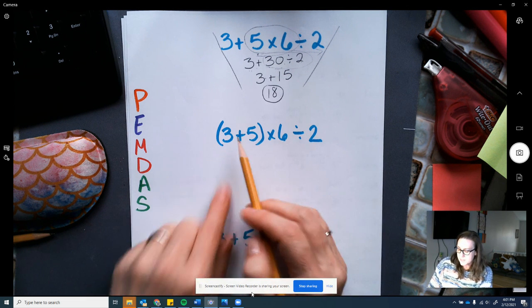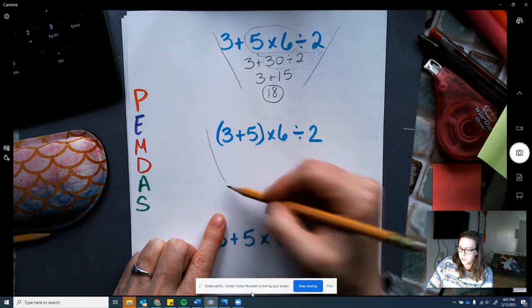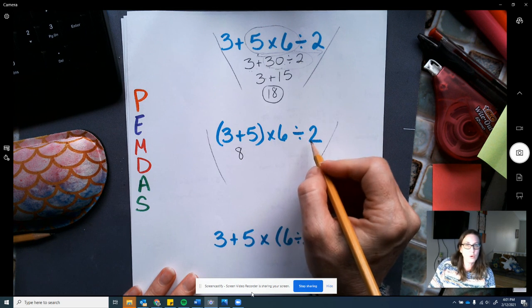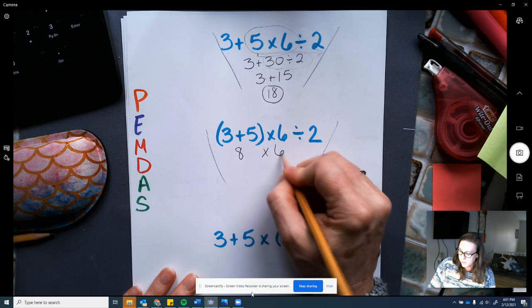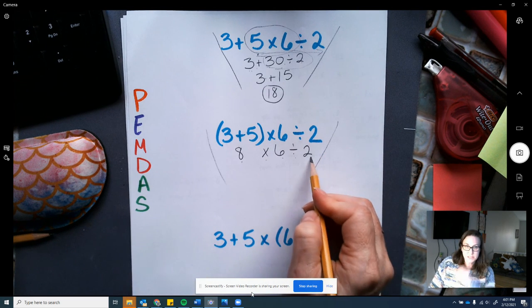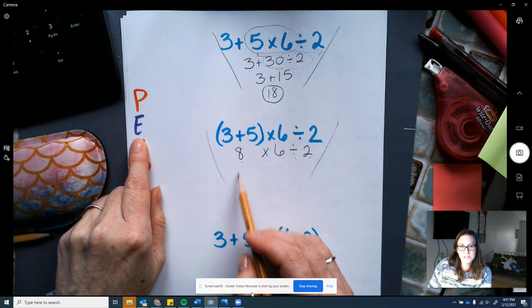Okay, so in this case, we have this part first. The parentheses tell us that we have to do the 3 plus 5 first. So we're going to have 8. I'm going to rewrite the whole rest of the thing exactly the way it's written. 8 times 6 divided by 2. Okay, I don't have any more parentheses. I don't have any exponents.